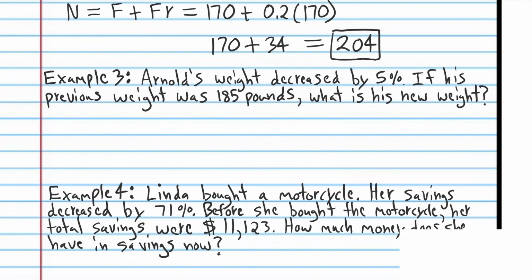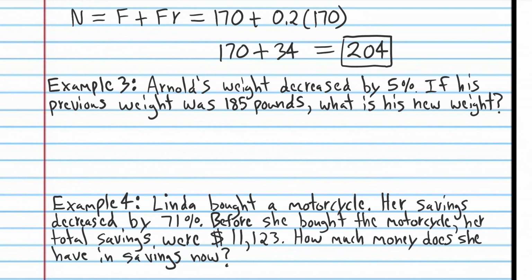So now it's time for you to try. But remember, when you write this formula, first write your formula, and it's going to be a decrease. Arnold's weight decreased by 5%, so it's going to be F minus F times R. So go ahead and try number 3. When you come back, we'll do it together.